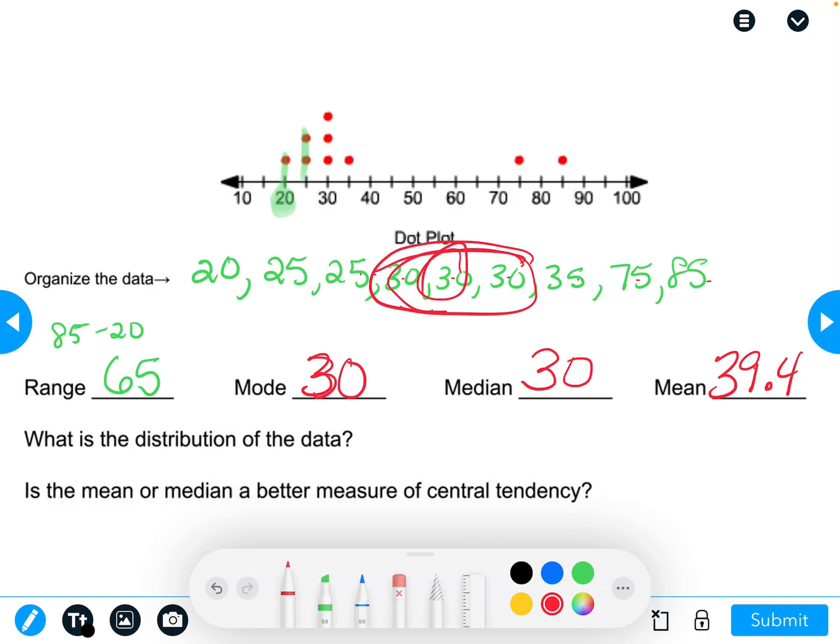So let's talk about the distribution of the data. The distribution of the data is the distance from the median. So our median was 30. I like to draw a vertical line up through the 30 like that, and then see, is my data pulled more towards the 20, my minimum, or pulled more towards my maximum of 85? And you'll see it's pulled more towards the maximum of 85. So we say that this data is skewed to the right because it's going up more to the right.